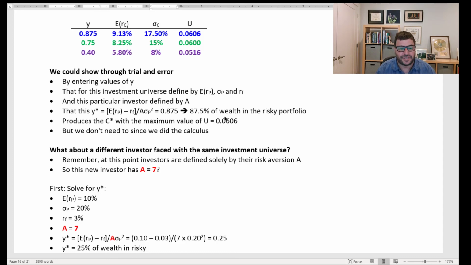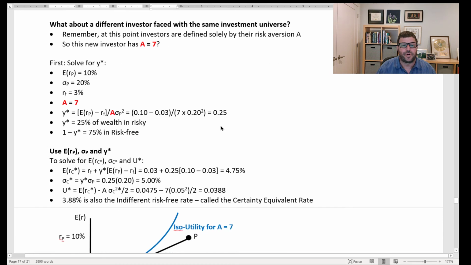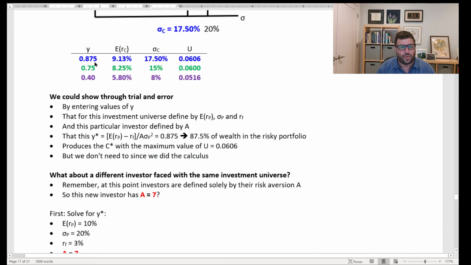What about a different investor? What about a different investor faced with the same investment universe? So remember, at this point, investors are defined solely by their risk aversion level A. And so instead of the old risk aversion level of A equals 2, what if I have a risk aversion level of 7? So the first thing I do is, given my investment universe, which is defined by the risky asset and the risk-free, I calculate the Y star for this investor. The difference is this investor has a risk aversion level of 7, and I get 0.25. Before I had a Y star that was equal to 0.875.